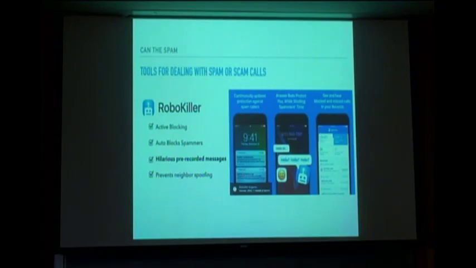RoboKiller is a little different because it requires that you give the forwarding rights of your phone number to RoboKiller. So this is an active blocking tactic. It's actually routing your phone number through RoboKiller before sending it to you, which will give some people pause about privacy and things like that. It means another entity has access to all of your call logs.